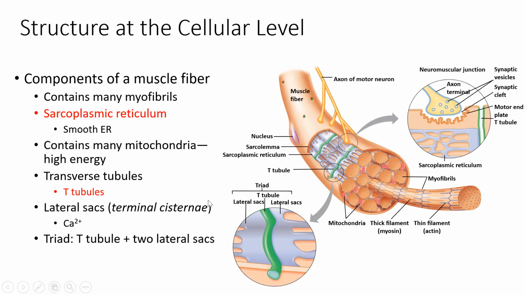Okay. Now, adjacent to the T-tubules are these sacs. They're called terminal cisternae or lateral sacs. Really important for storing calcium. Calcium is going to be vital for muscle contraction. And so it's going to be stored in these lateral sacs that are adjacent to the T-tubule in the center. And together we can think about these three structures as a triad. So a triad consists of two lateral sacs, which are storing calcium, and the central T-tubule where the action potential, or the end plate potential, is being propagated throughout the muscle.